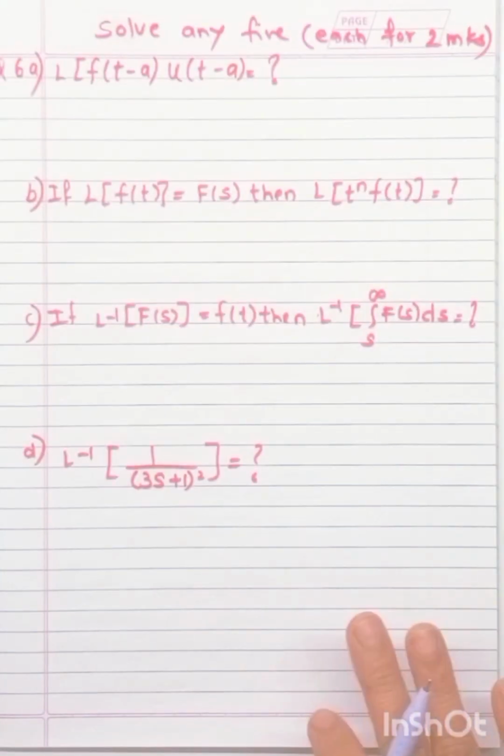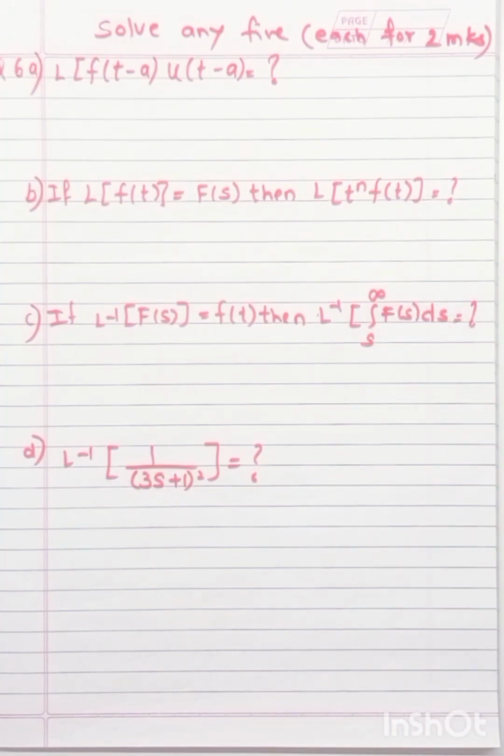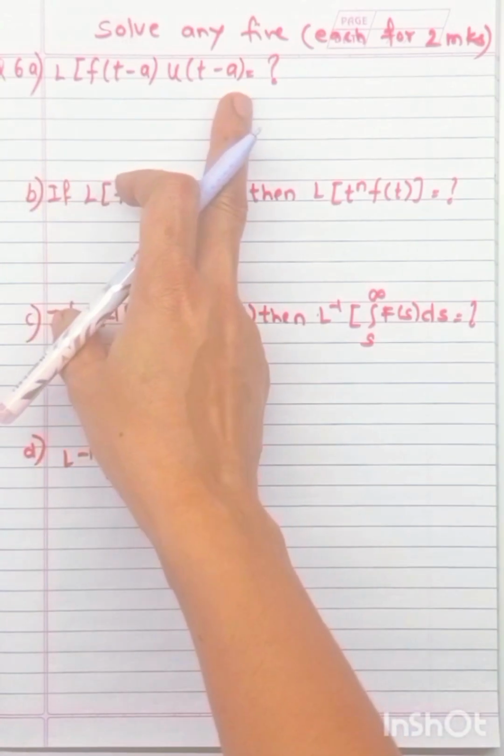So I have just written all those questions here. Basically, these types of questions are completely based on the theorems of Laplace Transform. So let's start with the first question. Question 6a. First question is L of f of t minus a, u of t minus a is nothing but what?